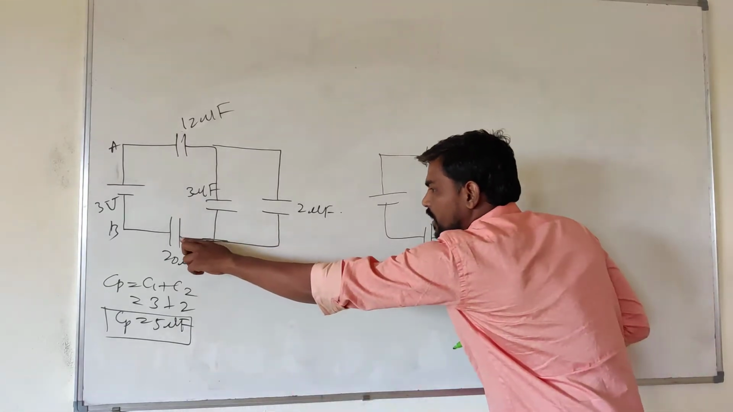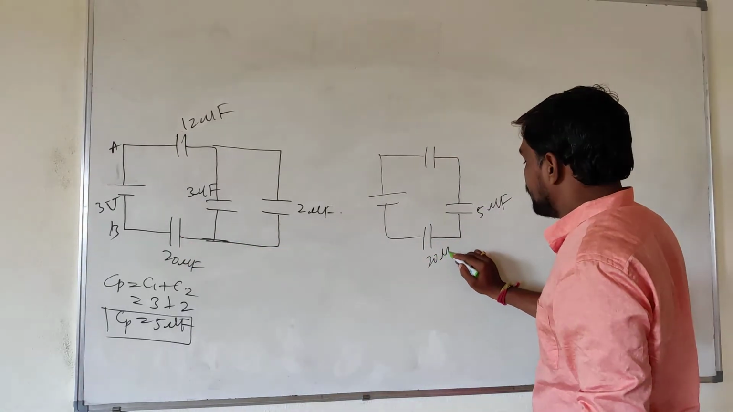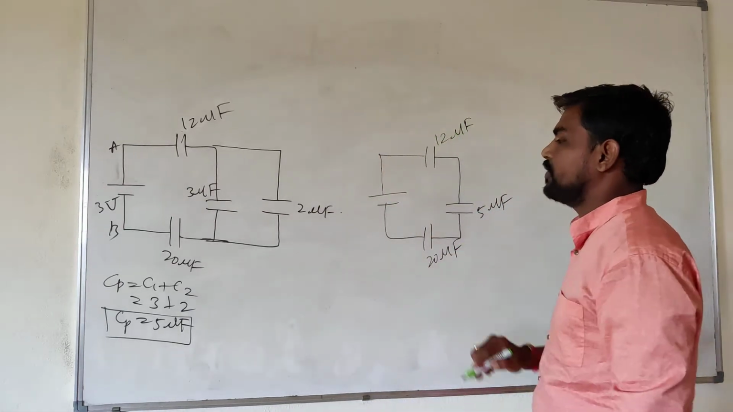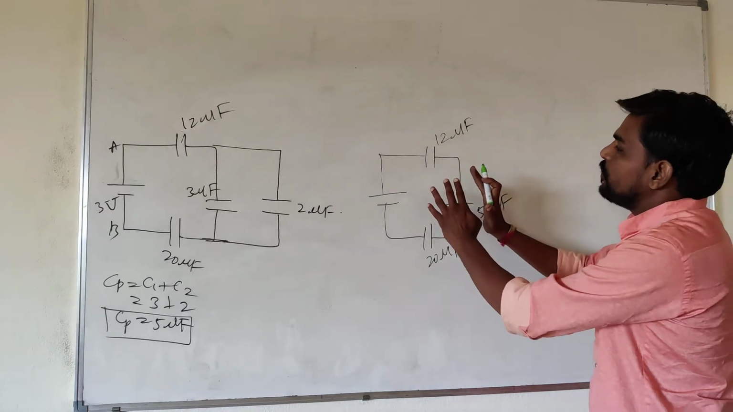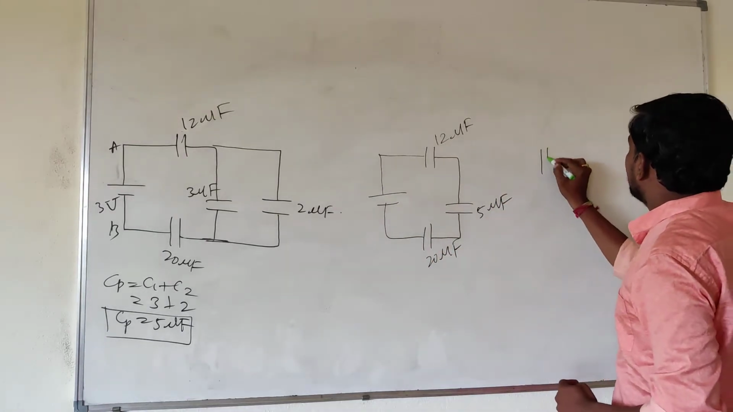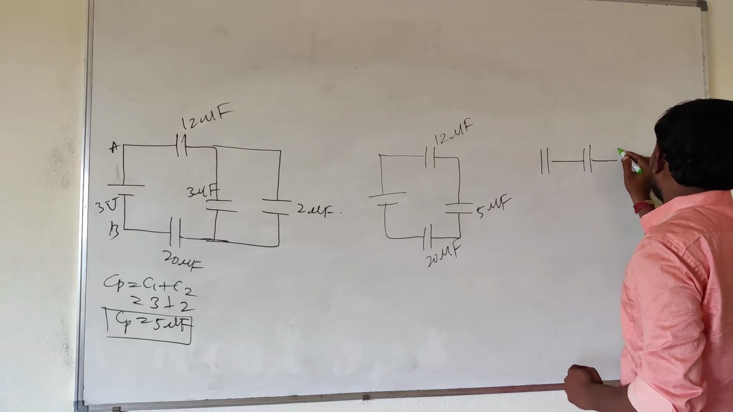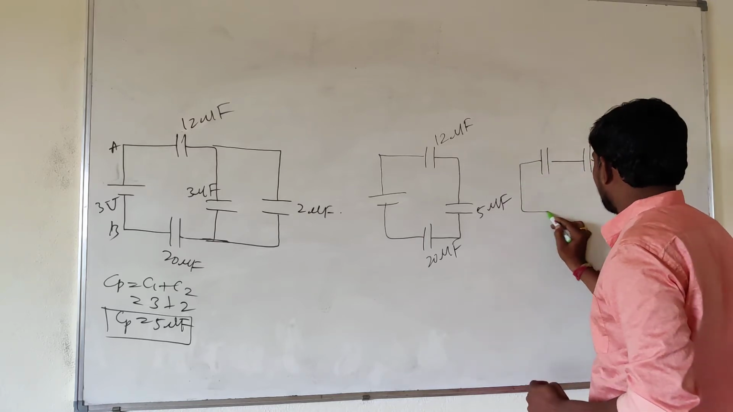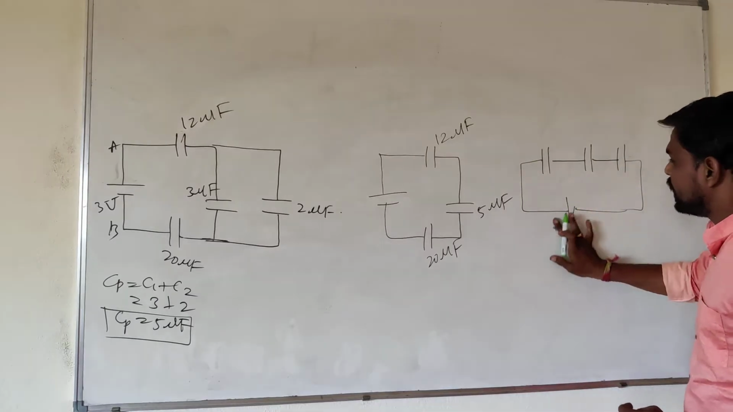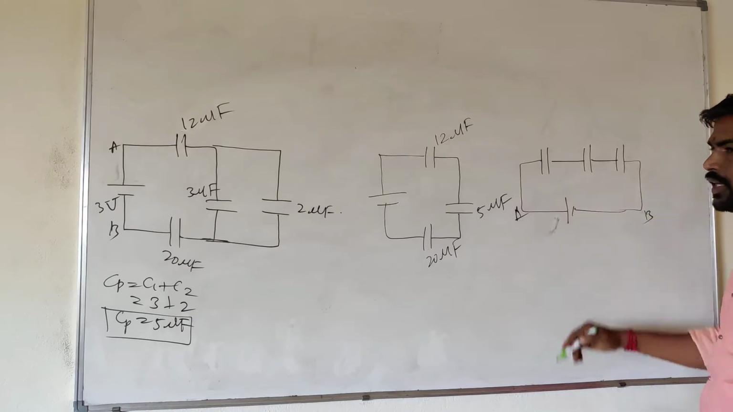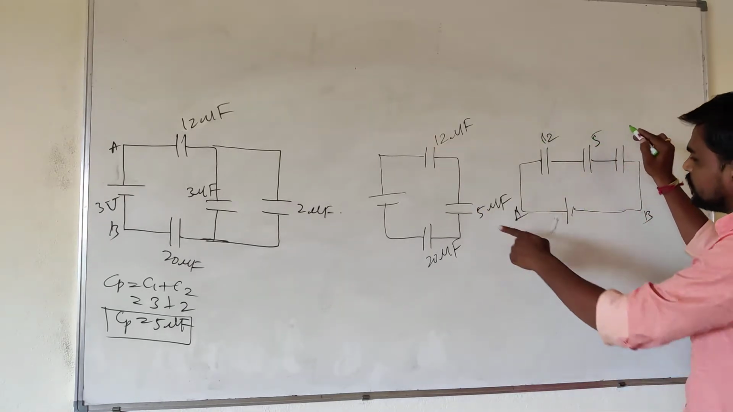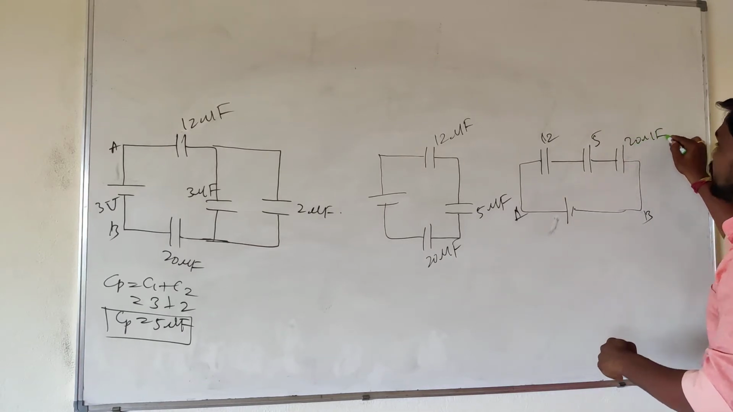This capacitor is already there, 20 microfarad, and that one is 12 microfarad. If we redraw this circuit, this is the A terminal, this is the B terminal. The first one is 12, the second one is 5, and the third one is 20 microfarad.